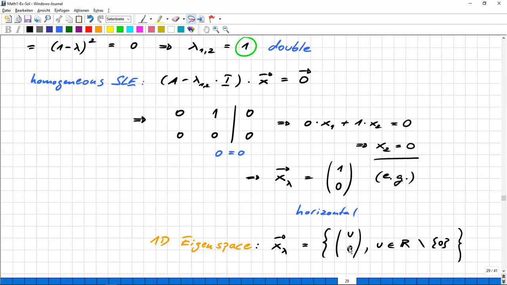Okay, so any vector on this horizontal baseline of the vector space, as you have seen in the sketch above, except for the zero vector, is now a valid eigenvector to this eigenvalue 1.